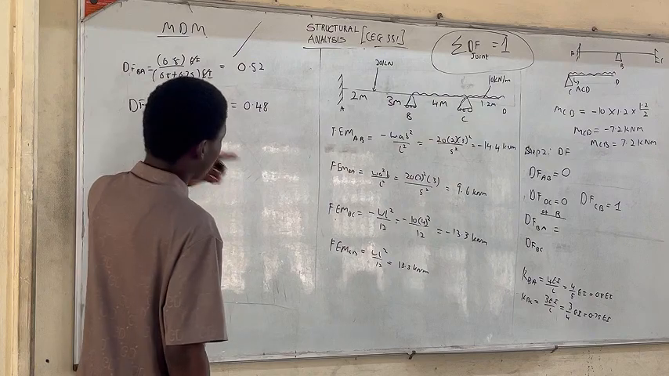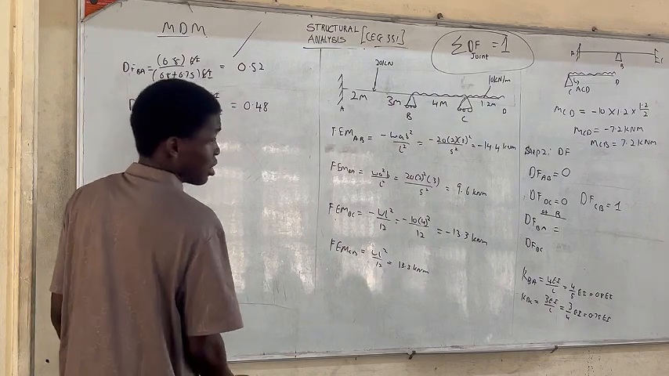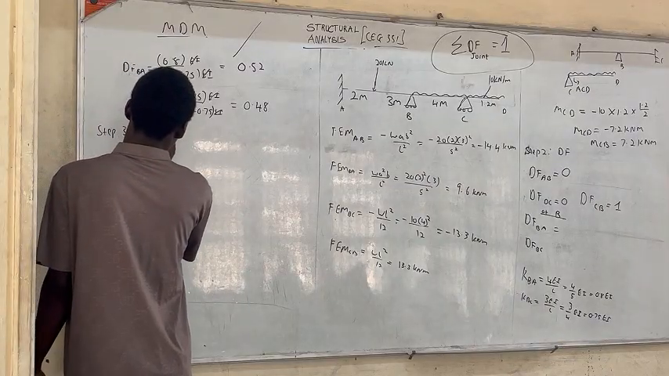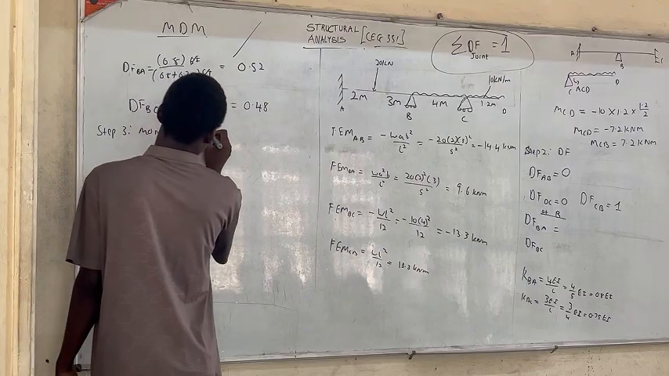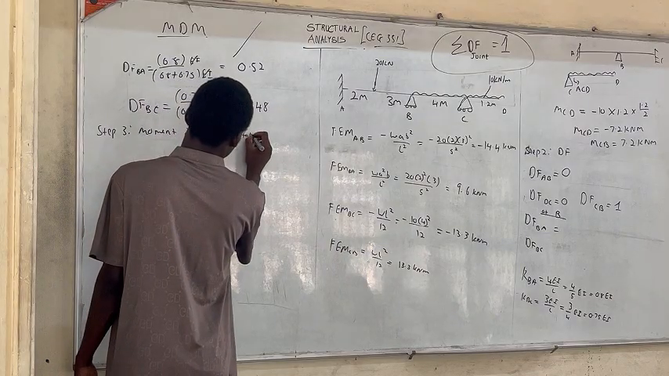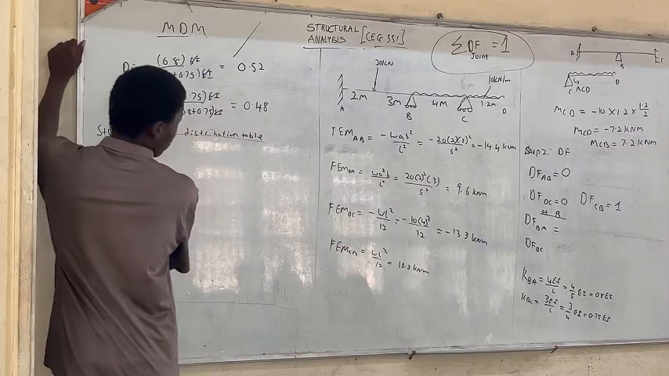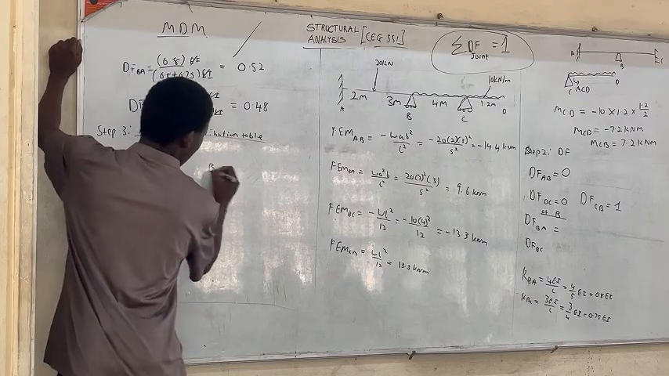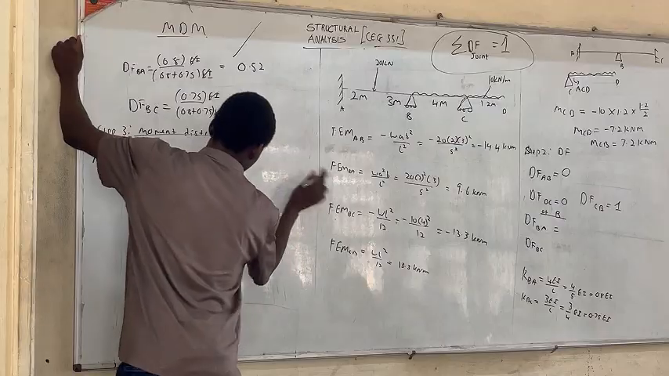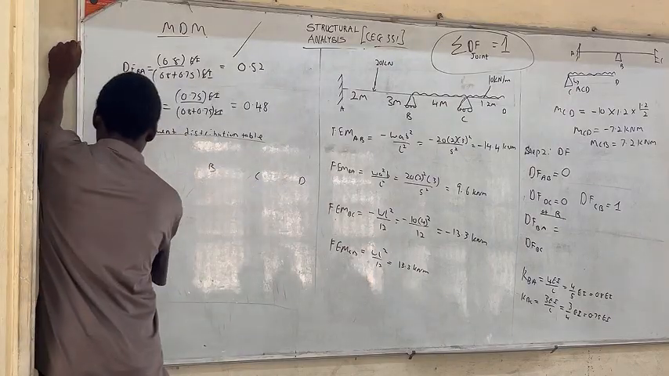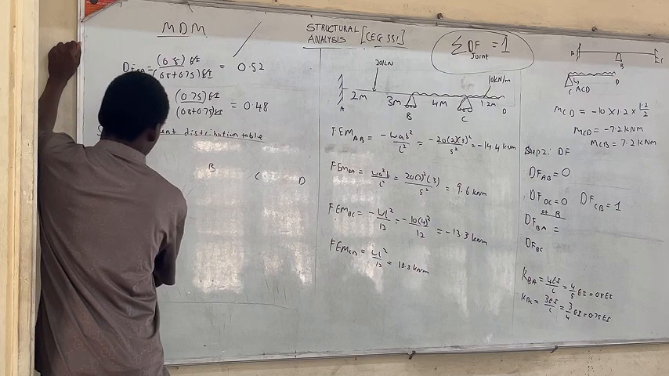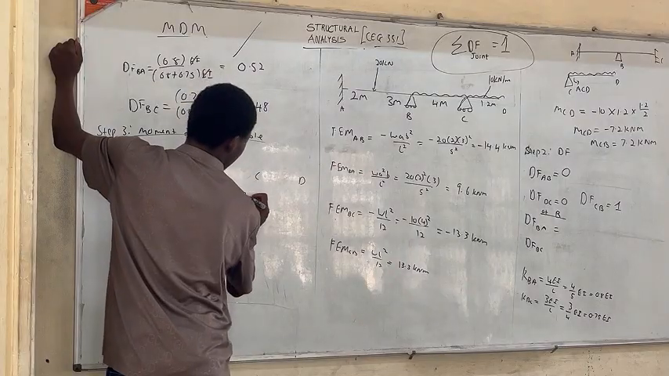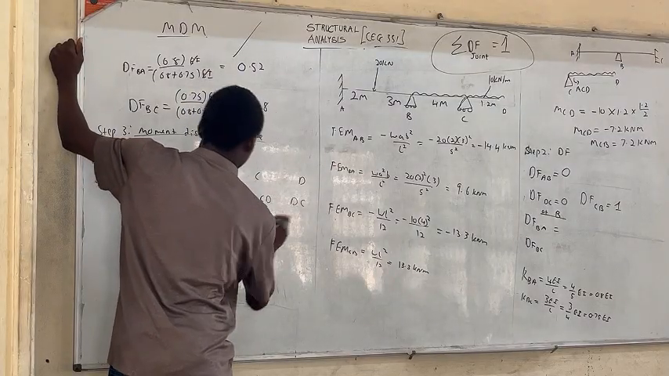So we've gotten our values here. The next thing is our moment distribution. Having members A, B, C and D, then we draw it. What am I having? A, B. We have B, we have BC, we have C, and we have BC.